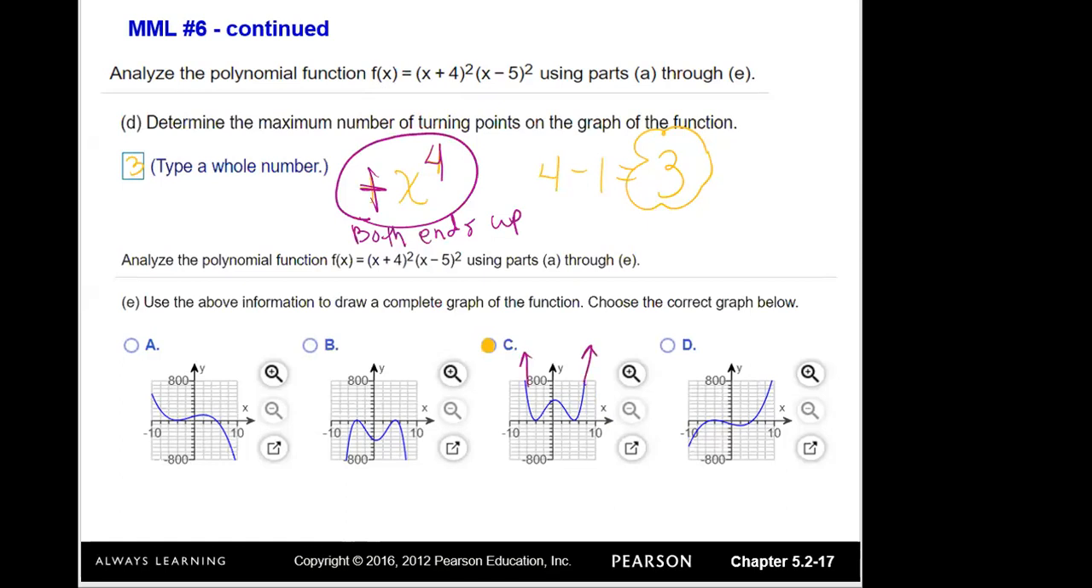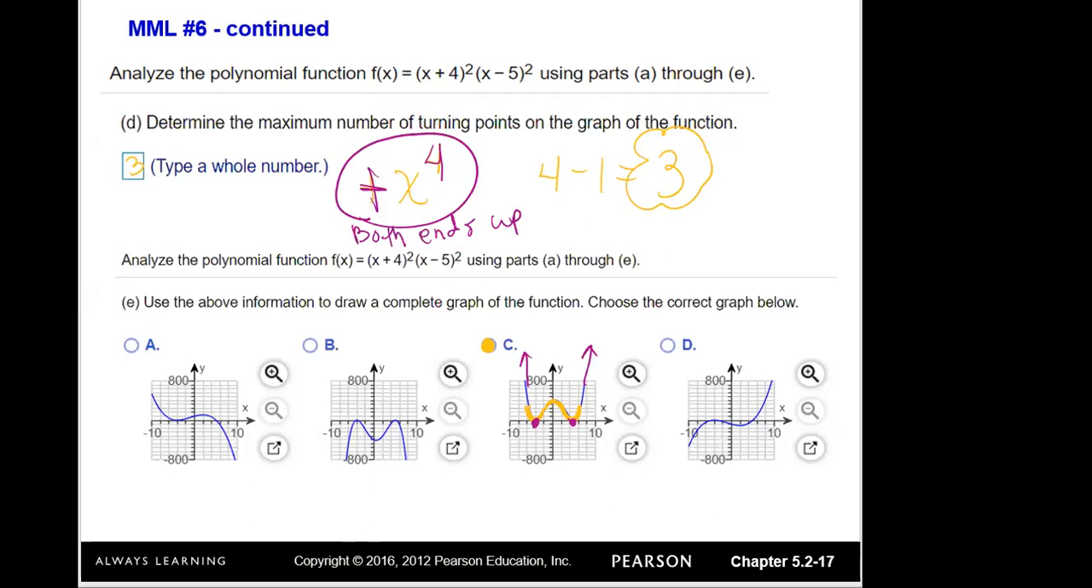It's this one. But you can also see that it has three turning points. It has a turning point here, here, and there. And then the x-intercepts, the zeros, were -4 and +5. So that's where it touches. And that's number 6.